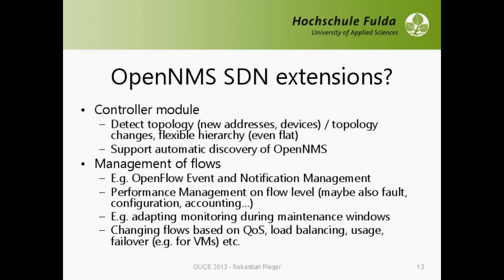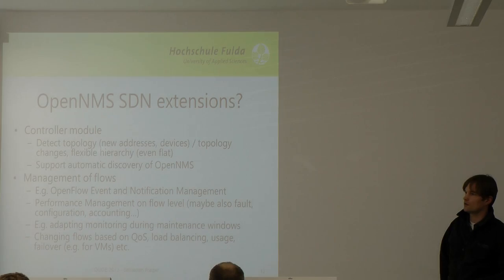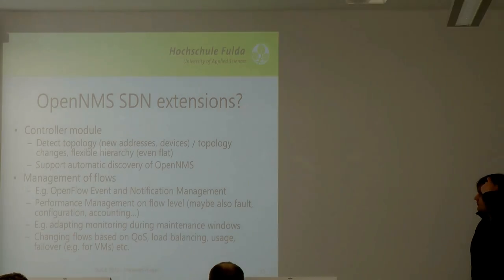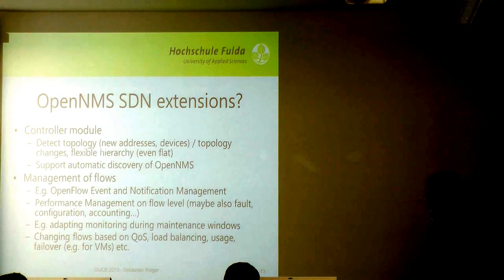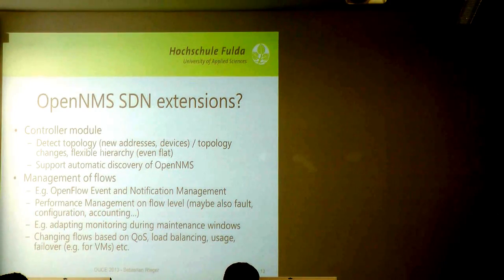Also, you can use this information to detect overlay topologies. Your normal topologies, you are able to discover using SNMP, for example, or existing techniques. But if you have overlay networks, like in your virtualization environment, which already uses things like Open vSwitch, it might be interesting to get this topology into your network management system too.